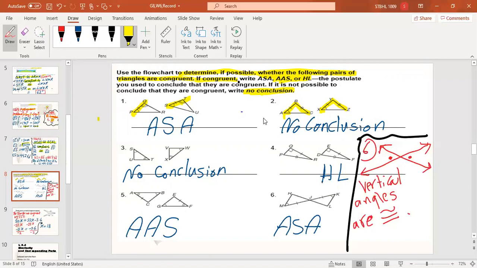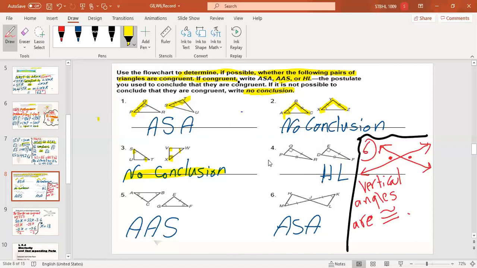Number 3, triangle SUT and triangle WVX. Angle S is congruent to angle W. Angle T is congruent to angle X, and no more is given. To prove that two triangles are congruent, we need 3 conditions. And in this case, we have just 2 conditions. So no conclusion. We cannot prove that these 2 triangles are congruent.